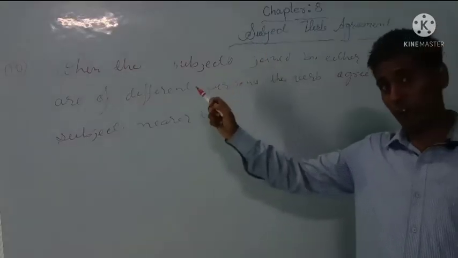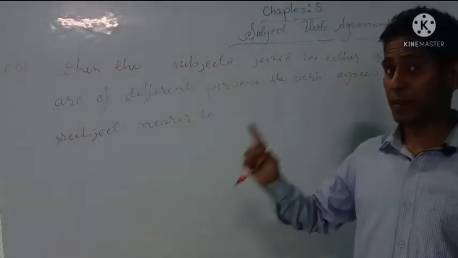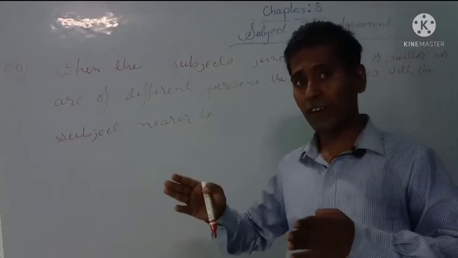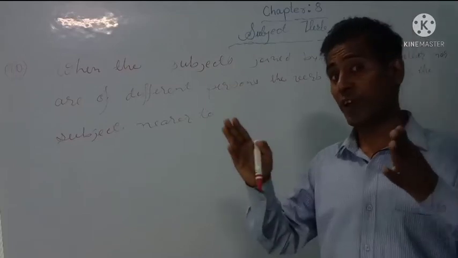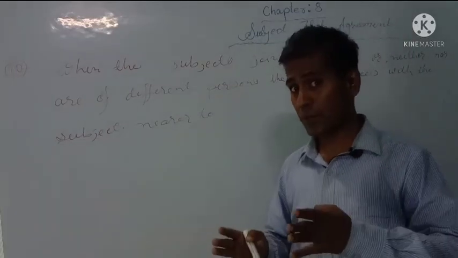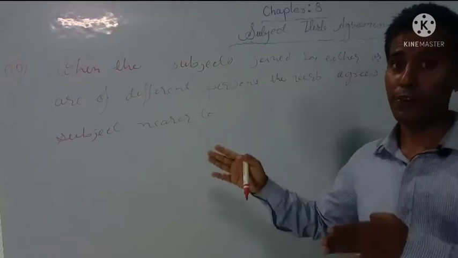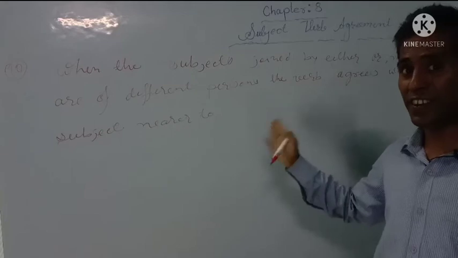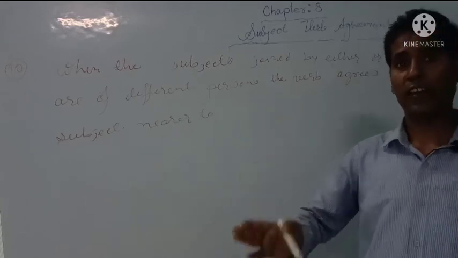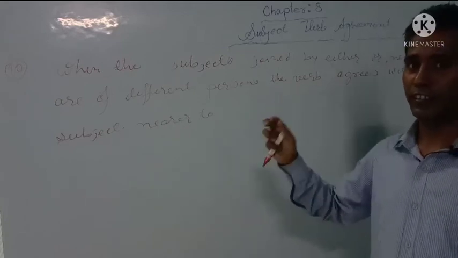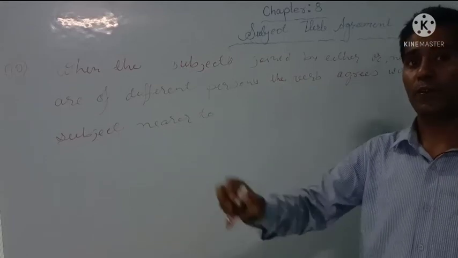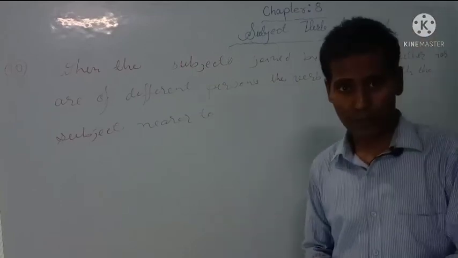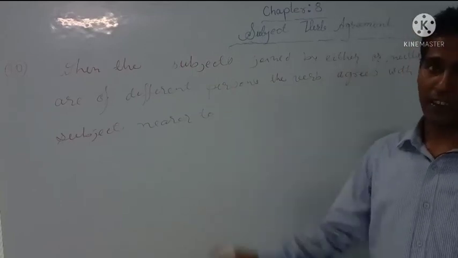While children, now see rule number 10. When the subjects connected by either-or or neither-nor are of different persons, see, first person, second person, third person, in that case the verb always agrees with the subject that comes just before the verb, or adjacent to the verb, or nearer to the verb. That is what our rule number 10.